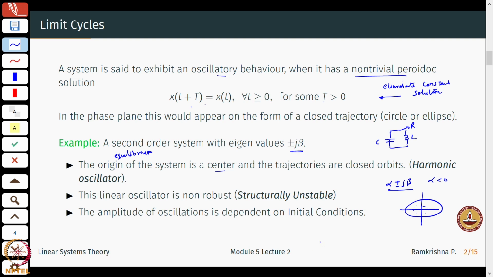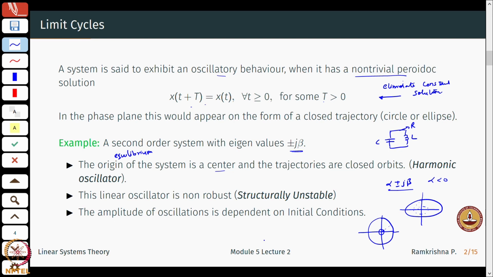Not only that, its amplitude also depends on its initial conditions. So, if I start very close to the origin, this will just be my amplitude. If I start here, this will just be the amplitude. So, the amplitude depends on the initial conditions. If it is close to the origin, the amplitude will just be very small for all times t greater than 0, and similarly if it is far from the origin.